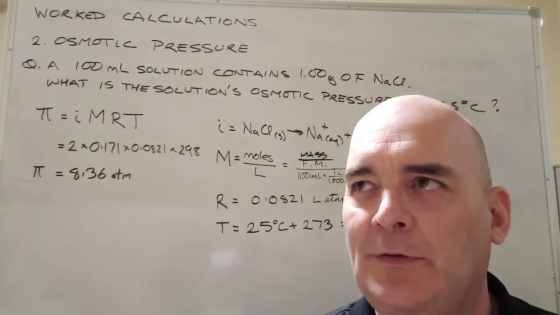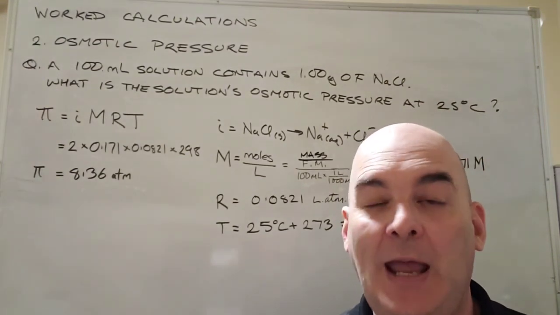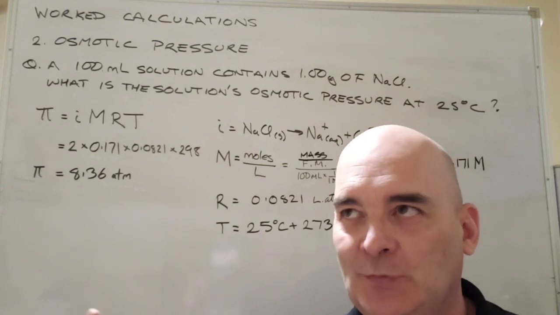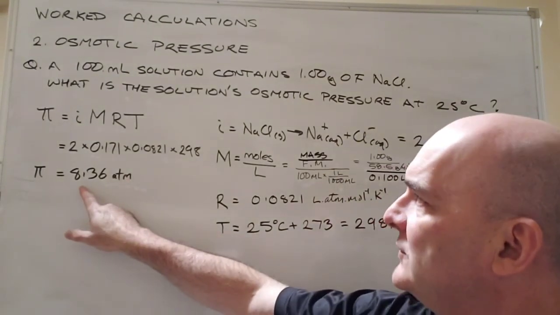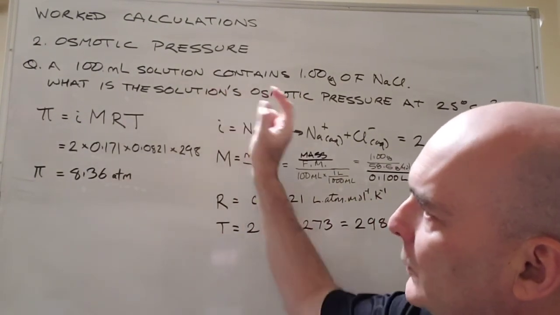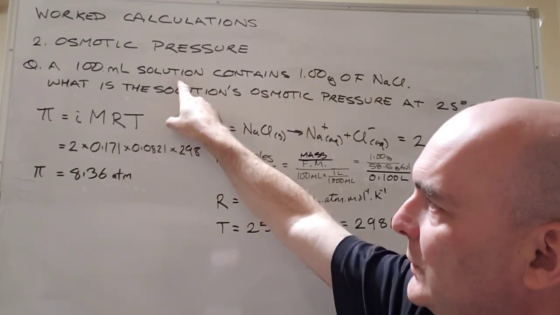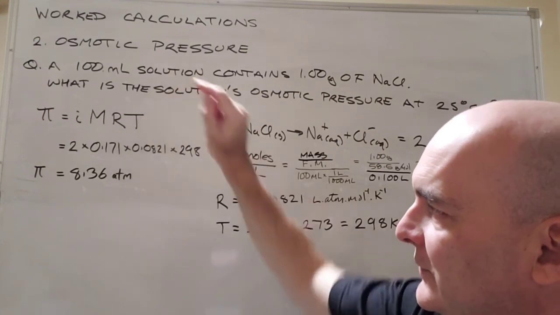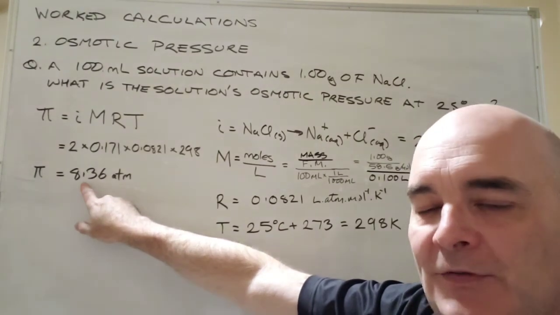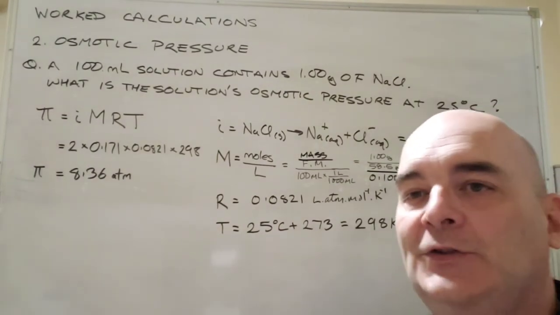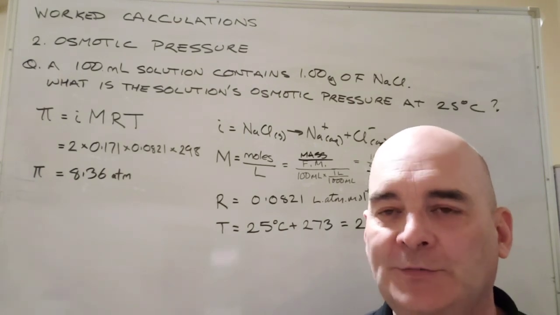An atmosphere is exactly what it says it is. It is the pressure of the atmosphere. So what you experience right now at sea level is 1 atmosphere's worth of pressure. To stop pure solvent water pushing through a membrane into this solution with this concentration of salt, you would need to push 8 times atmospheric pressure onto that solution to prevent that transfer of water from happening. That's what our osmotic pressure means.